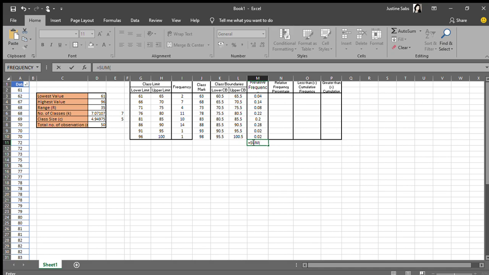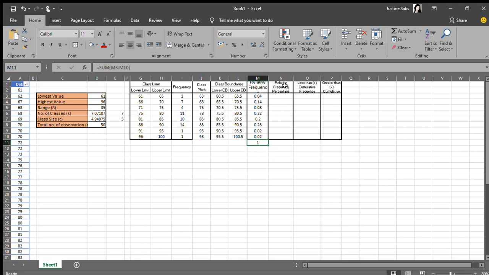And remember that the sum of the relative frequency is always equivalent to 1. To find out the sum, put the function under the relative frequency column: equal sign, sum, open parentheses, select the range for the relative frequency, close parentheses, hit enter. So we have 1 as the value.